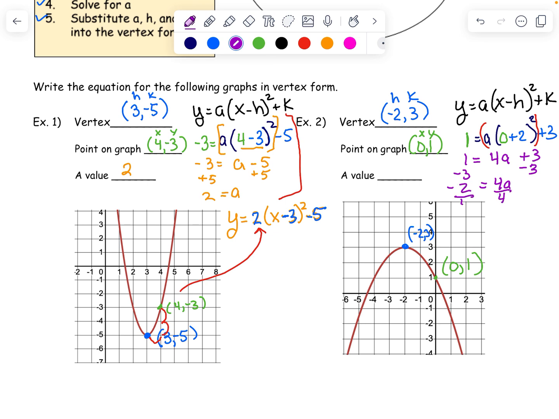By the way, didn't we already know it was going to be negative because it's going down? So our a is equal to negative 1/2, which makes sense because that isn't a whole number. So we would have y equals negative 1/2, and then (x, the opposite of our h) squared plus k. Woohoo! Okay, so our a value here was negative 1/2.